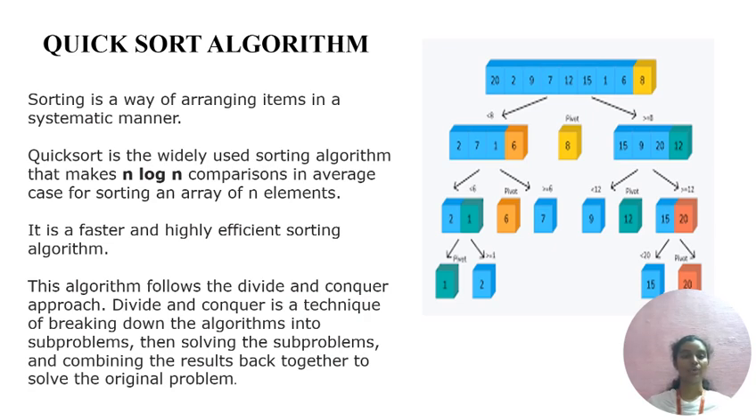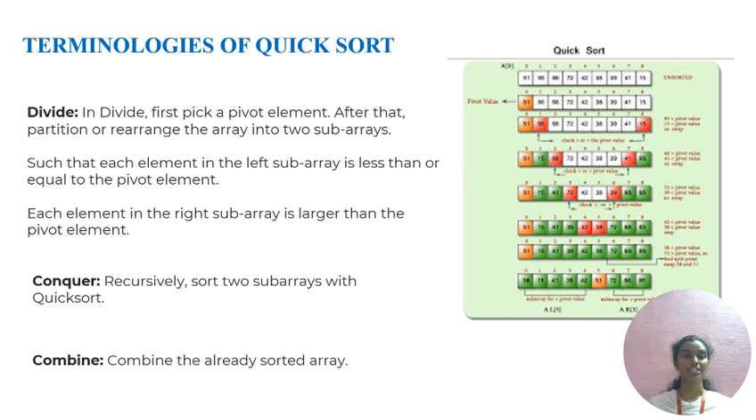Divide and conquer is a technique of breaking down the algorithms into subproblems, then solving the subproblems and combining the results back together to solve the original problem. The terminologies of the quicksort.